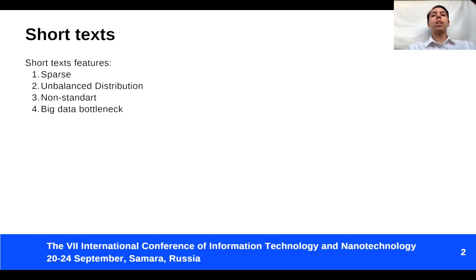And the last one is the big data bottleneck, which means that it's not possible to manually mark up all instances of a large data set. So a limited number of marked up instances can only provide limited information. All these features make traditional NLP algorithms such as latent semantic analysis not quite as effective as they can be with longer text when we are dealing with short text classification.